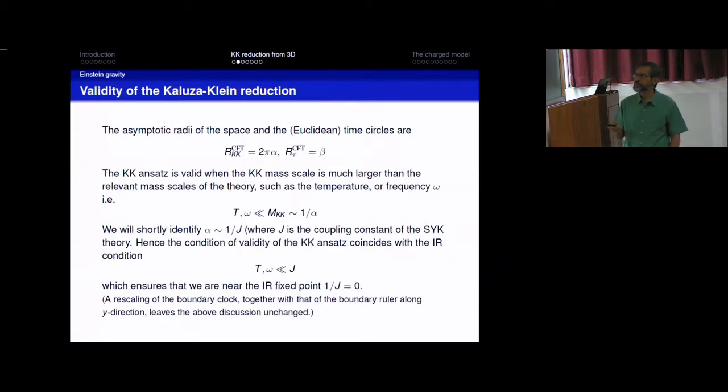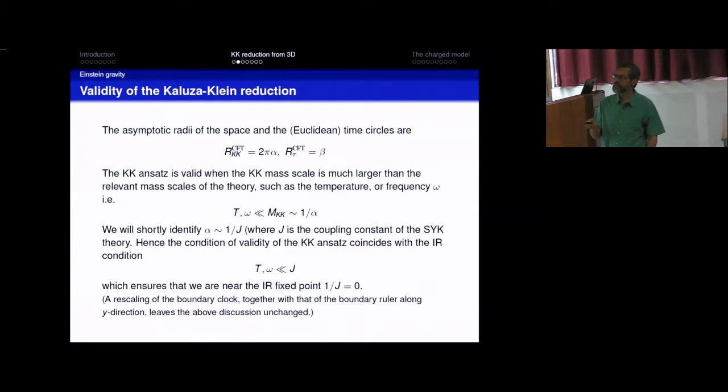So, and we will shortly identify this alpha to be 1 over j, where j is the coupling constant of the SYK theory. So when we match with the field theory, the condition of validity of the Kaluza-Klein ansatz coincides with the IR condition. That is something that we felt very happy about.